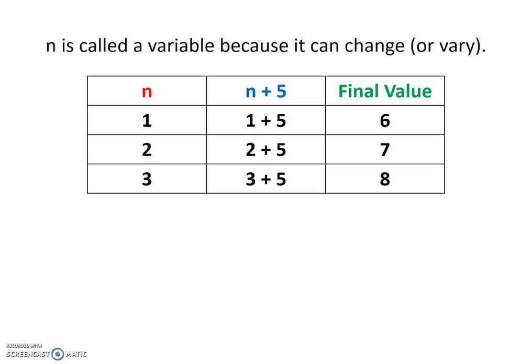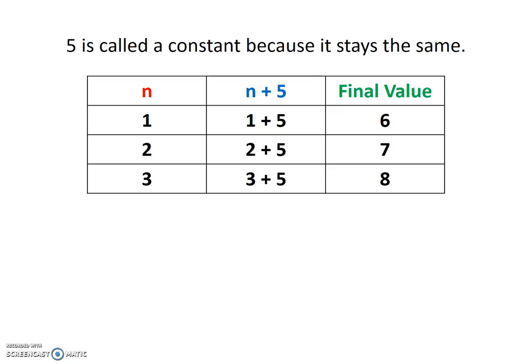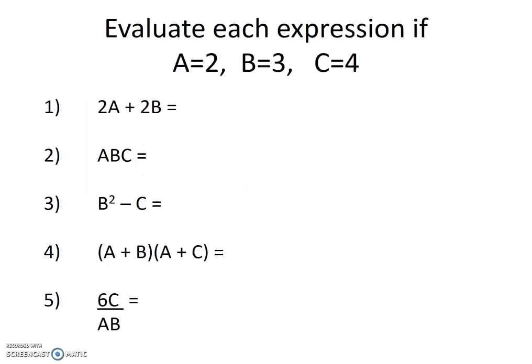But n is called the variable because it can change or vary. I can make it whatever I want. But 5 in this situation would be the constant because it stays the same. And we know that when things stay constant, they don't change. So let's do some evaluating.